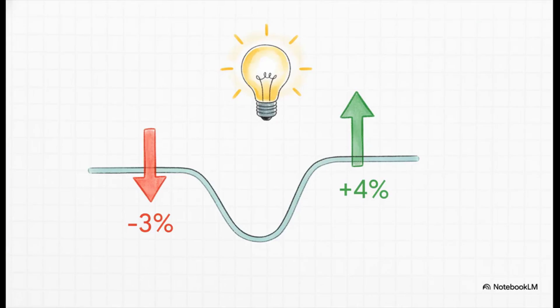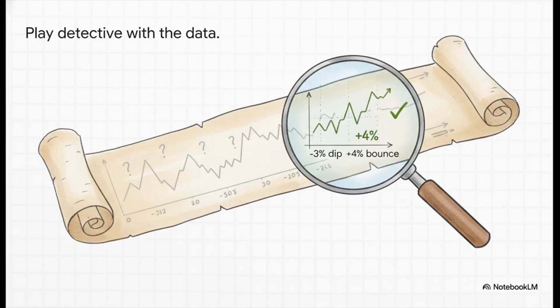Step 1, conceptualize. Every great model starts with a simple hypothesis. It could be a pattern you think you've noticed. For our example today, let's use a classic trend reversal idea. When a stock takes a hit and drops by, say, 3%, it's likely to bounce back and gain 4%. Simple enough, right? But an idea is just an idea until you can prove it with data.